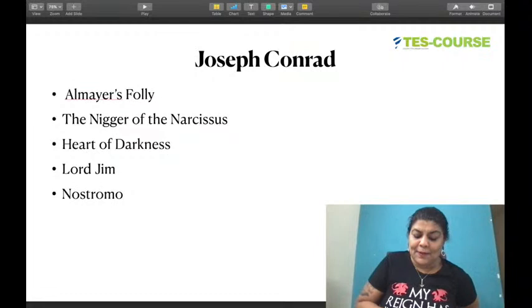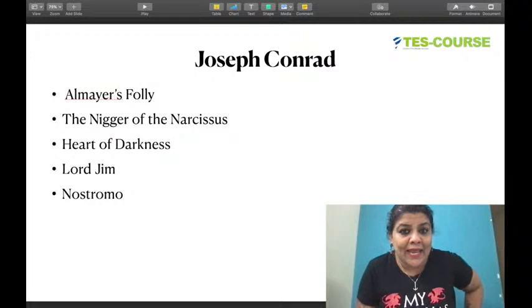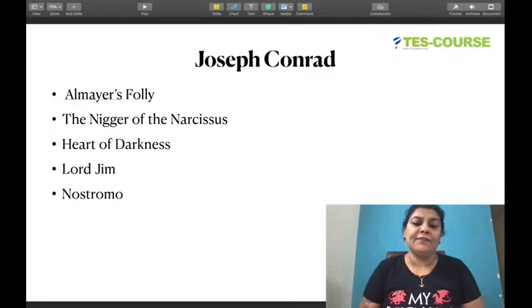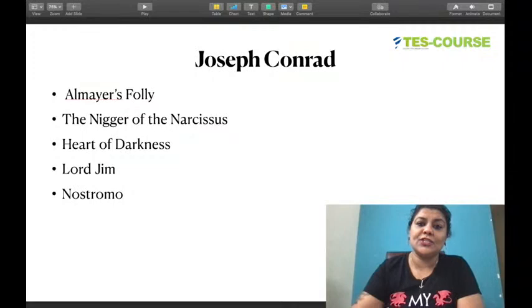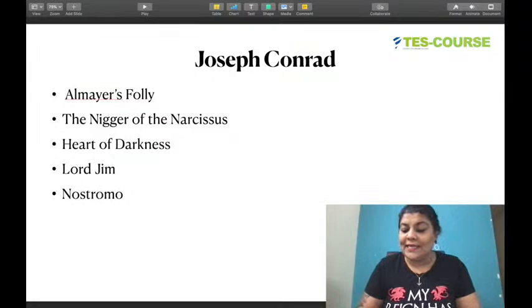Rudyard Kipling was born in 1865 in Bombay. Did you know that? He lived in India first and then went to the UK. His early novels were failures. His major work is The Jungle Book, obviously. And it is followed by Kim, 1901, isn't it?